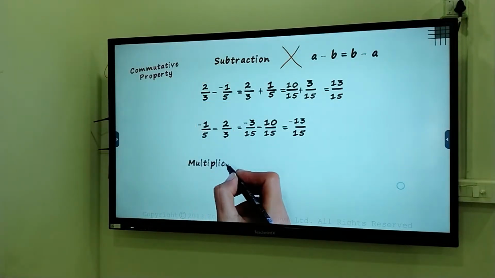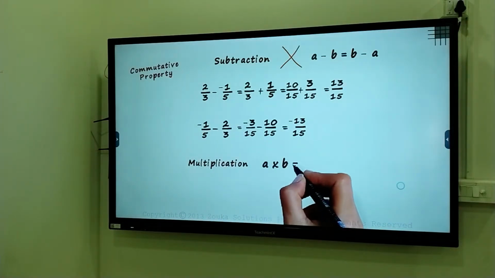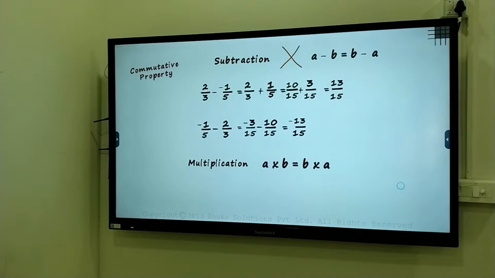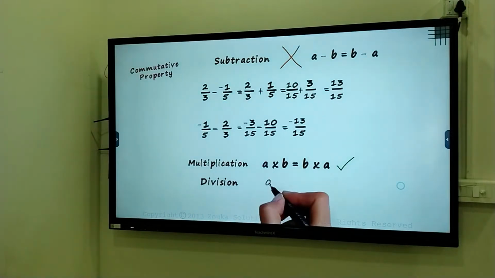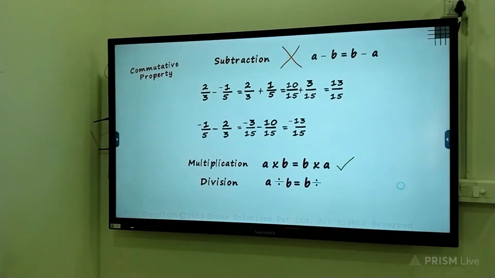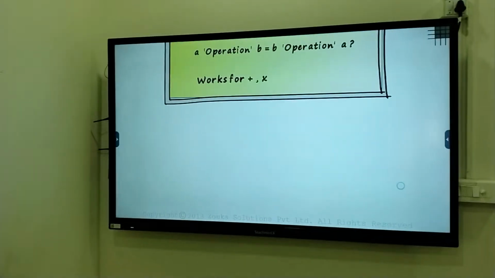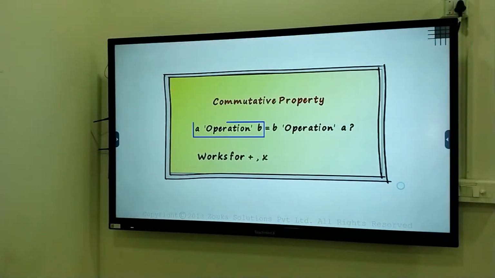For multiplication, we have to find out if a multiplied by b equals b multiplied by a. Yes, the commutative property is always satisfied for multiplication of rational numbers. And to test it for division, we need to check if a divided by b is equal to b divided by a. If you try this for two different rational numbers, you will notice that the commutative property is not satisfied for division. To find out if the commutative property is satisfied for an operation, all you need to do is find out if A operation B is equal to B operation A. If yes, then the property is satisfied.